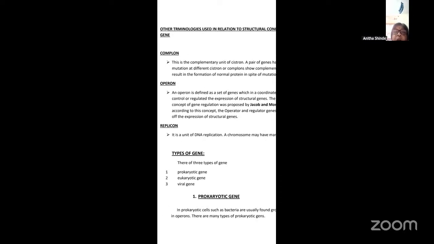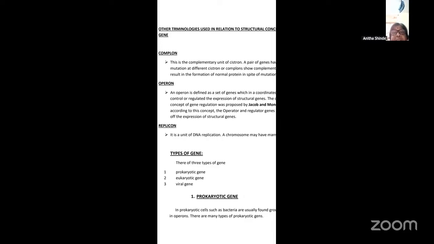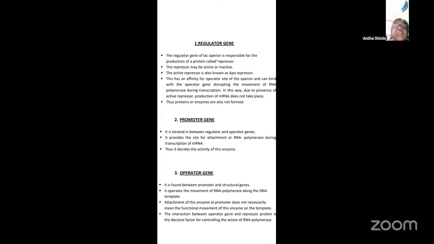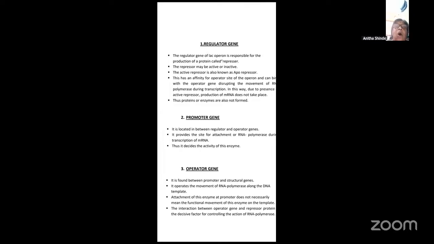You all know that prokaryotic cells, like bacteria, usually have genes grouped together in operons. The best example of prokaryotic genes is bacteria, where genes are found in groups called operons. There are a number of prokaryotic genes, so what are they? We will see. One is the regulator gene, then the promoter gene, and the operator gene.